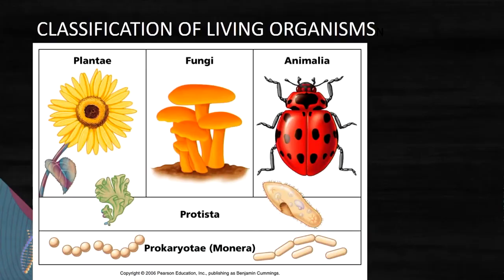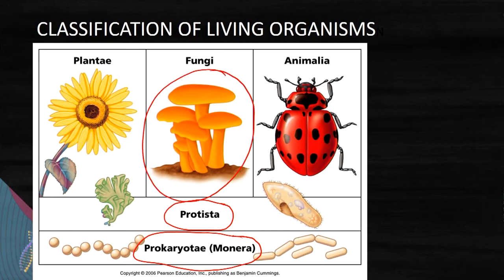There are 5 kingdoms. At the bottom, the most primitive organisms, they're so primitive they don't even have a nucleus, are the Monera or bacteria. Then we have the group Protista, which are tiny, but at least they have a nucleus. And then we have the fungi, which are multicellular.